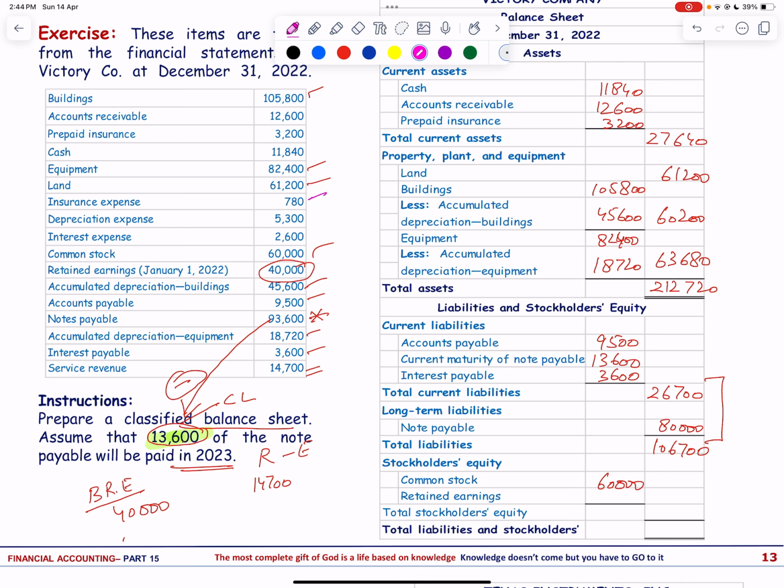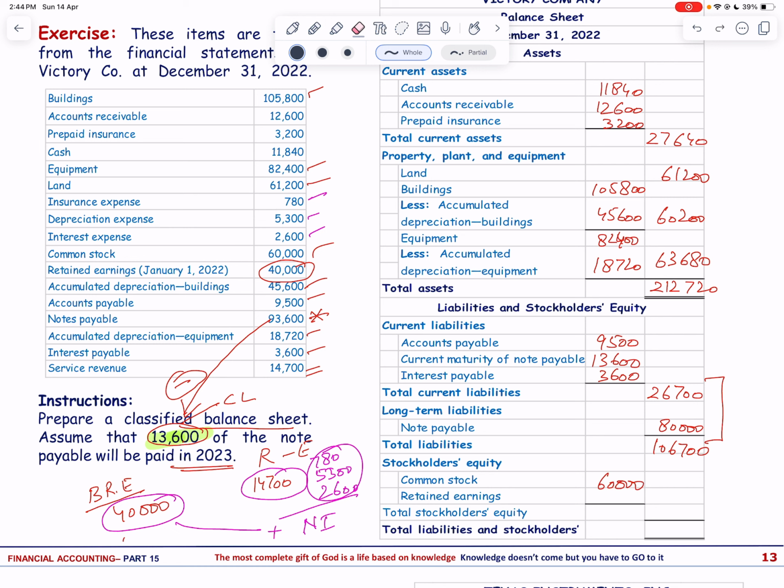insurance expense of 780 and depreciation expense of 5,300, interest expense of 2,600, and what else? So we are going to subtract these expenses, and the result will give us the net income, revenue minus expense. And from this net income we will also subtract if there is any dividend. There is no dividend, so the beginning retained earning, to this we will add the net income, and that will be equal to 46,020.